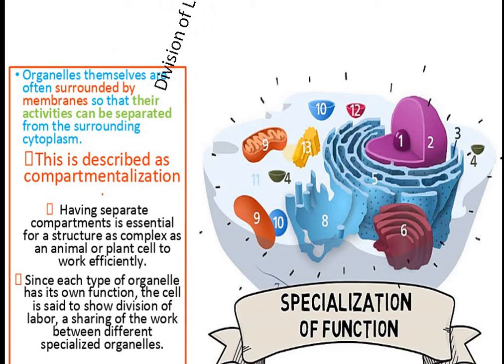Okay, what does division of labor mean? Division of labor means that the cell has divided its work into different compartments. For example, there is a compartment for formation of energy. That compartment or organelle is known as mitochondria, labeled at number 9 in the diagram. So we have assigned this organelle a specific function. Work has been divided into different compartments or given to specific organelles to perform.